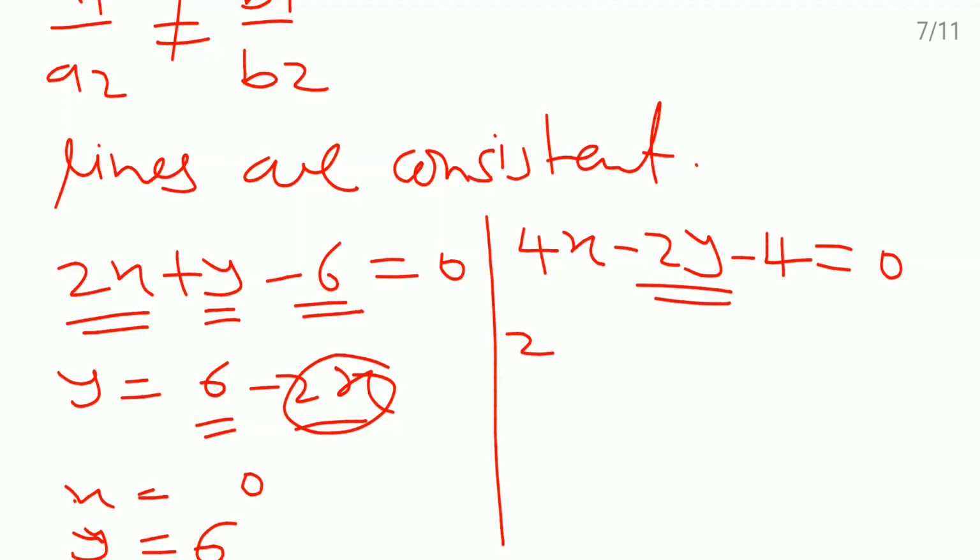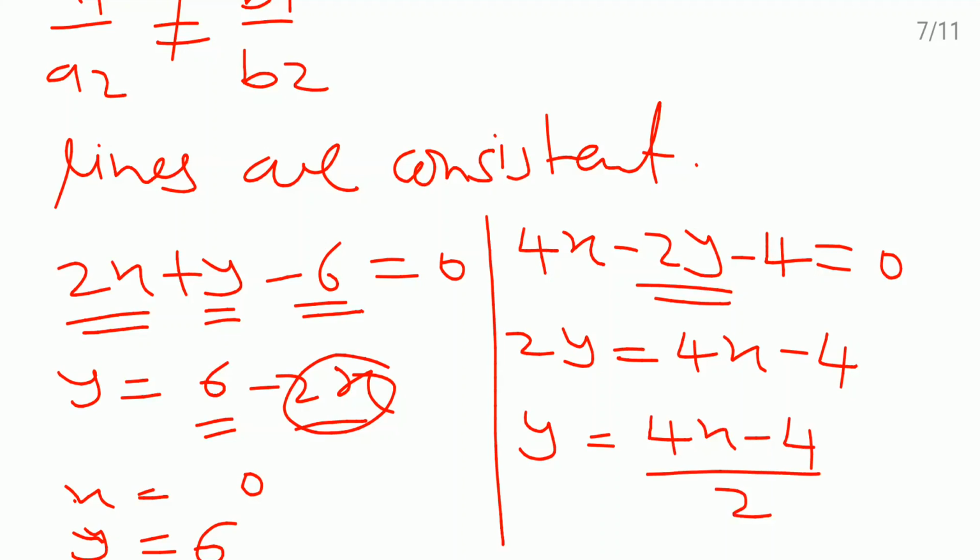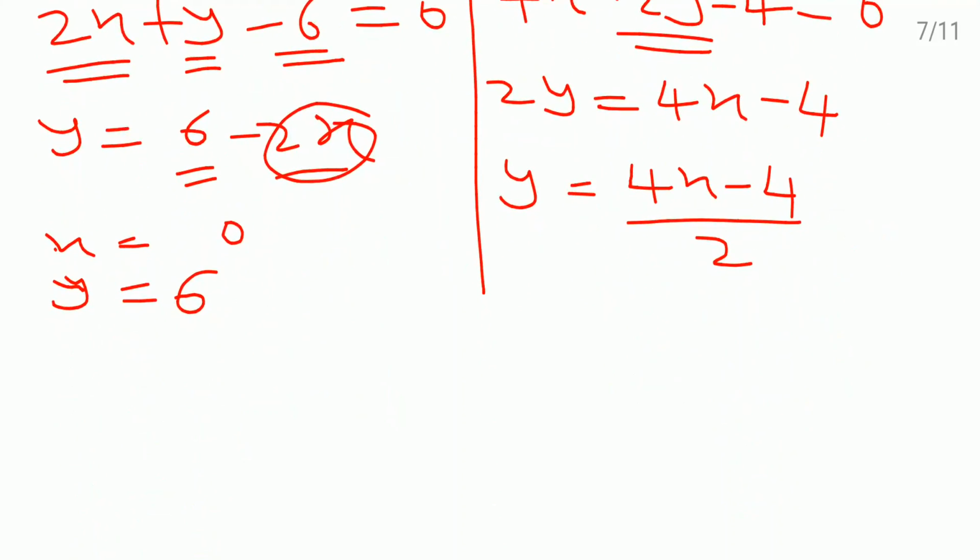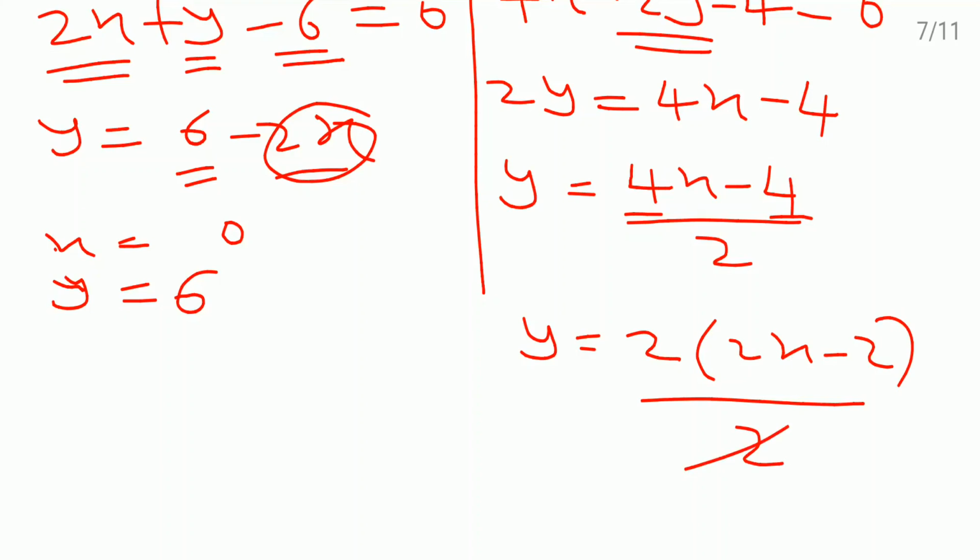So it will become like this way. Plus 2y which is equal to 4x minus 4. And this y which is equal to 4x minus 4 divided by 2. What can we do here? We can take 2 common from here. So here 2x minus 2 divided by 2, cancel it. See, so you got equation y which is equal to 2x minus 2.